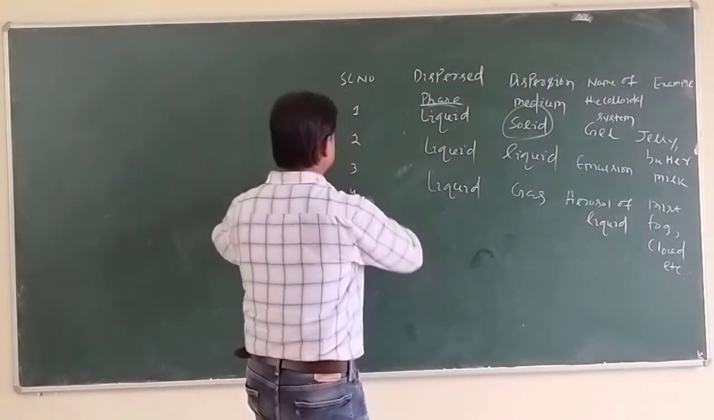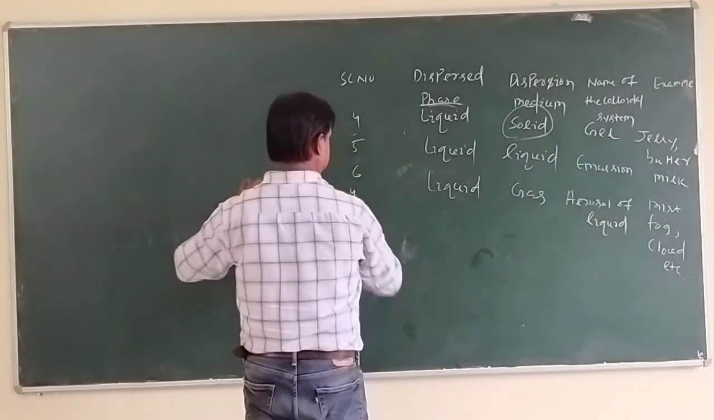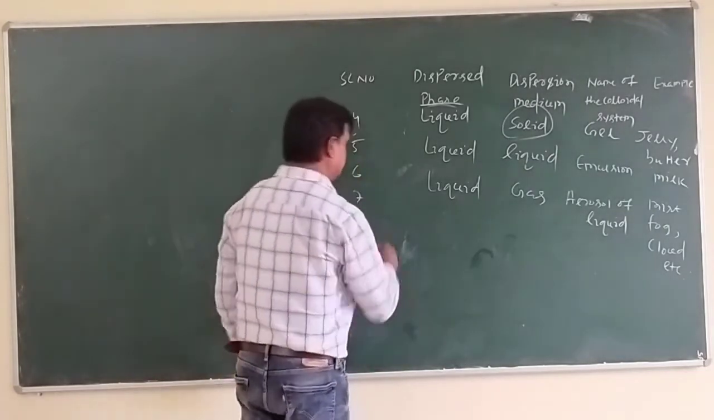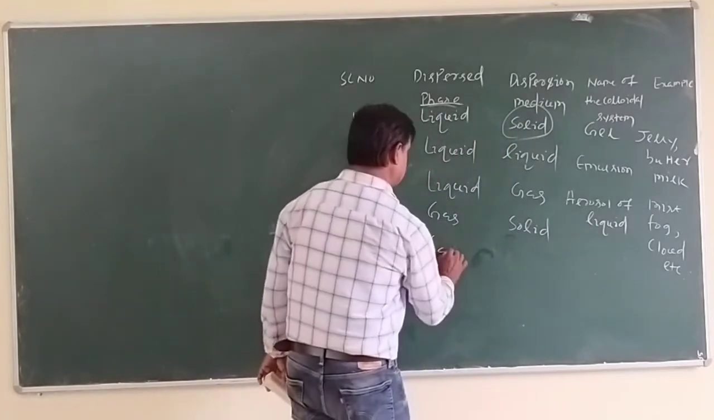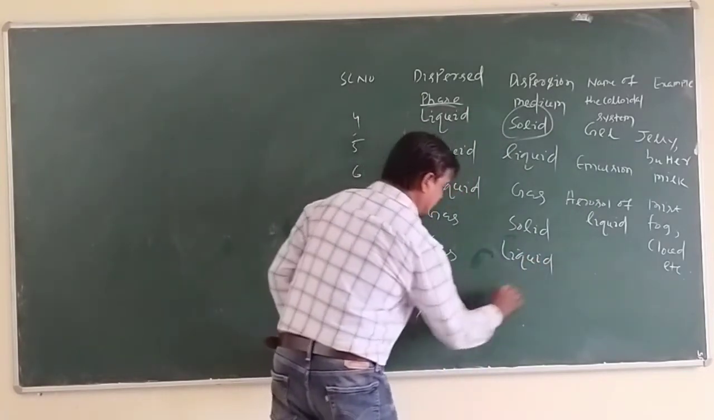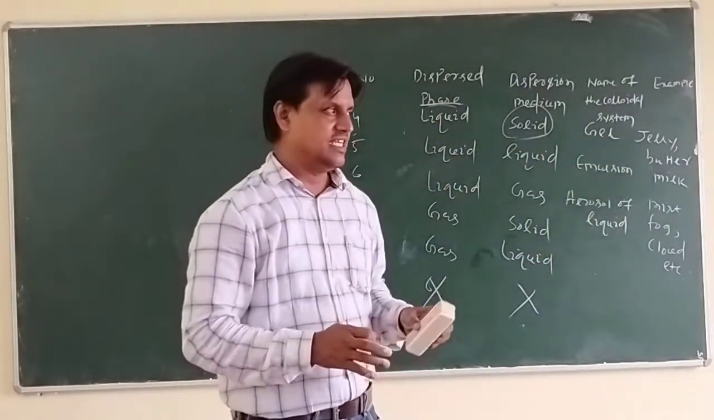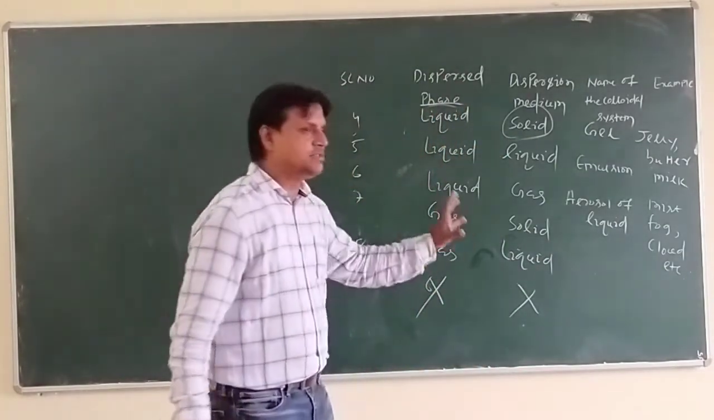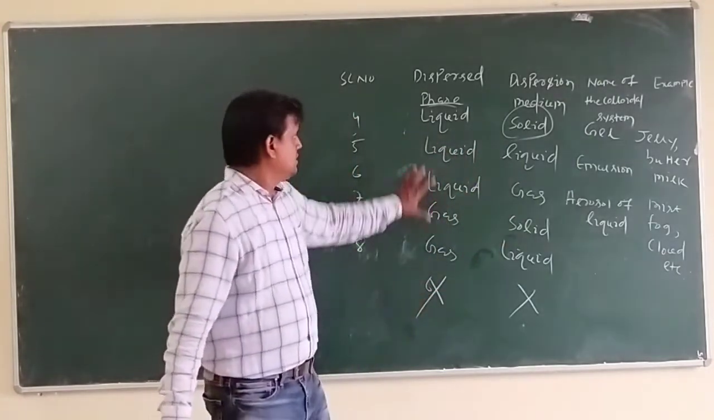So next, this is classification 4, this is 5, this is 6. Then come to 7 and 8, gas solid and gas liquid. What about gas and gas? There is no gas and gas, because gas and gas do not form a heterogeneous mixture. It is a homogeneous mixture, so it will not form a colloidal solution.